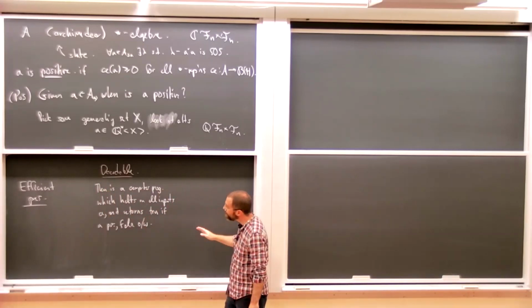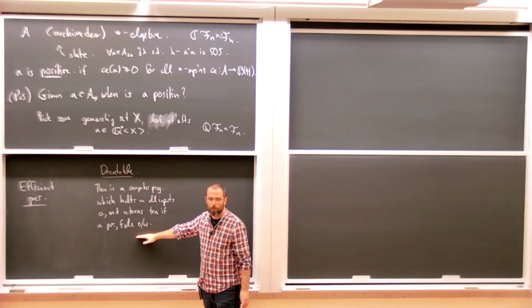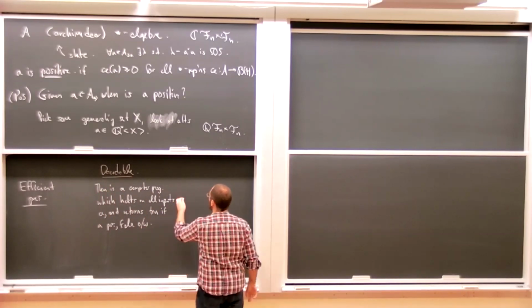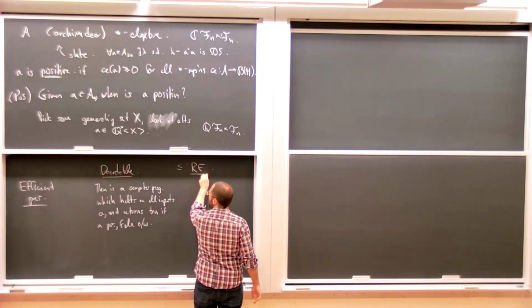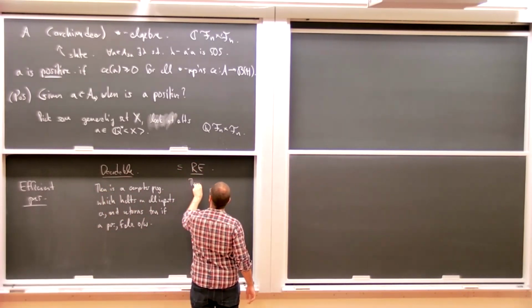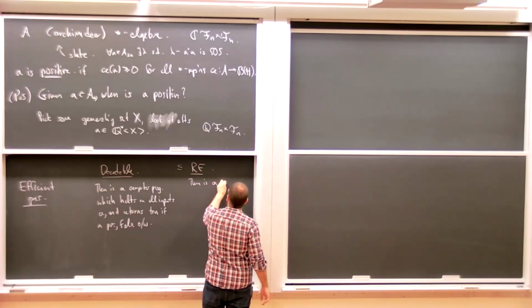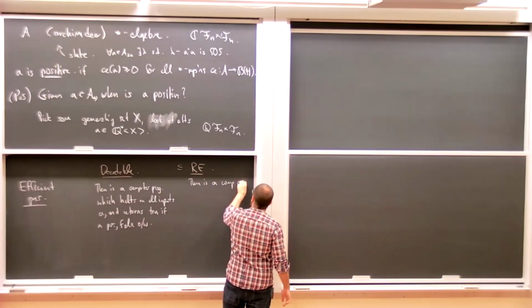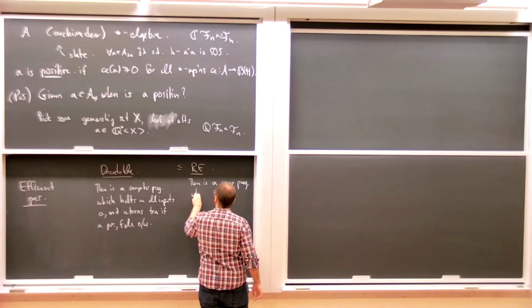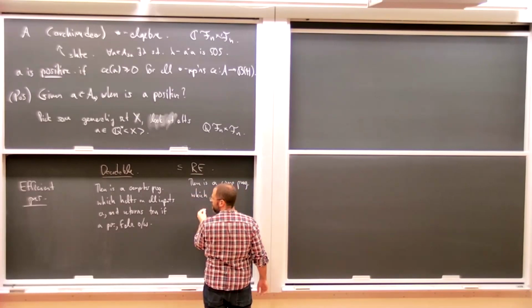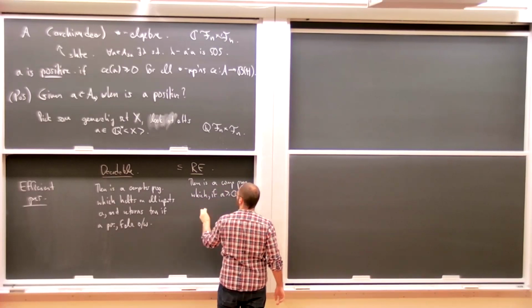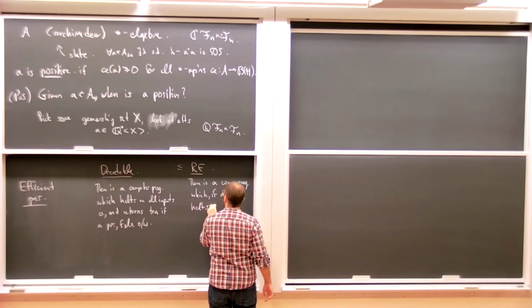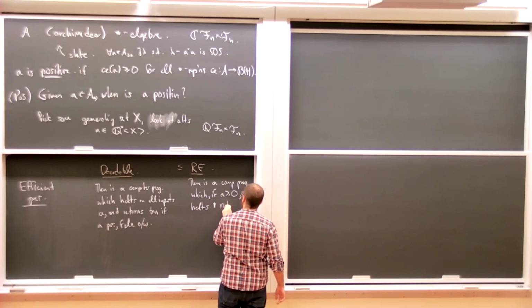You could say, well, maybe if it's not decidable, we can ask for something less. Okay, so for instance, there's a class RE. So here we would be asking there is a computer program which, if A is positive, halts and returns true.